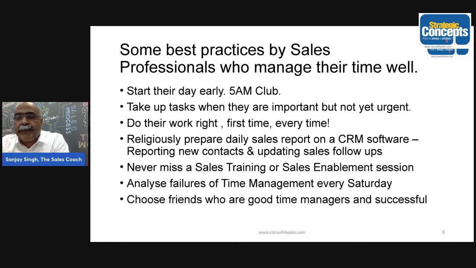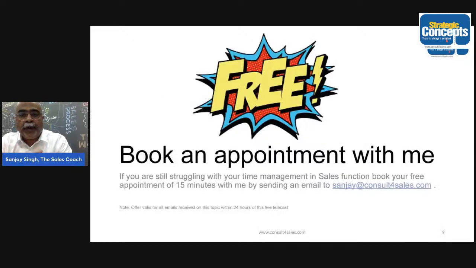And my last best practice, which I want to share with you, is to choose friends who are good time managers. As a sales professional, if you move around with people who are themselves poor time managers and you are better than them, you get a kind of complex where you feel that this is true and you don't need to improve. But I think that's not right. When you stay around with competent people, by default, your competency goes up. I'm sure you understand what I mean by that. So these 6 best practices taken together, and a daily plan which is followed like a Spartan soldier, will actually help you a lot in managing your time in sales.